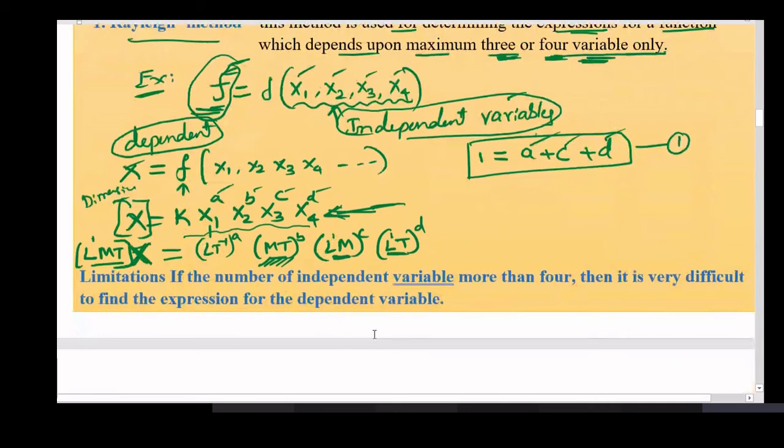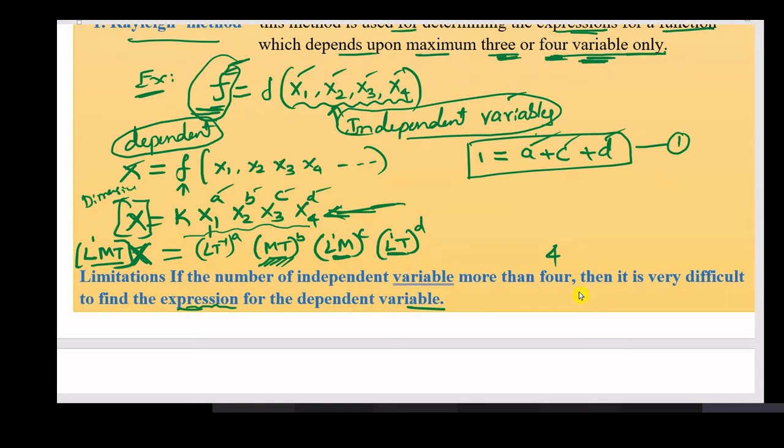Okay, what is the limitation? Dear students, you should remember these limitations of the Rayleigh method. The limitation is that if the number of independent variables is more than 4, then it is very difficult to find the expression or equation or formula for the dependent variable using the Rayleigh method. So that is the limitation.